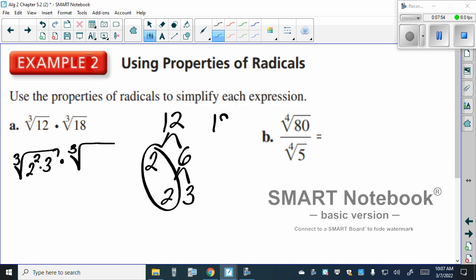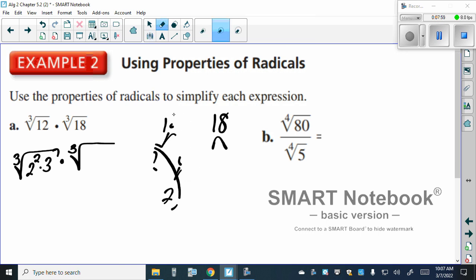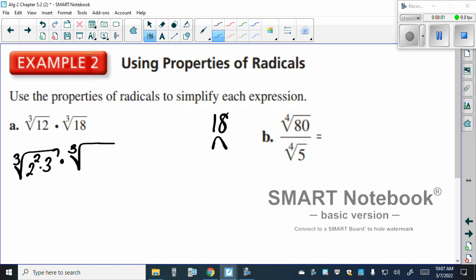We can do the same thing with 18. I'm going to erase the 12 so I have more room. 18 is 2 times 9, and 9 is 3 times 3. So we do have 2, and it's being multiplied by 3 squared. Any questions on any of this here? Because we feel comfortable with factor trees and breaking them down to our prime factorization, yes?